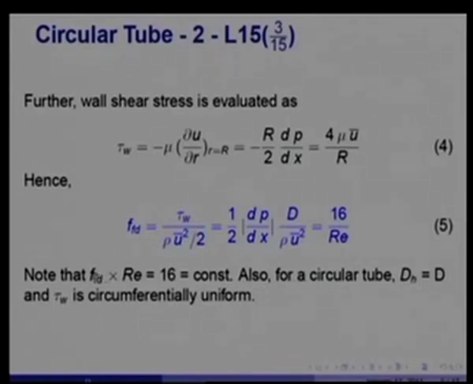Often you may have encountered the fact that f_fd into Re is taken as 64 rather than 16. That simply follows from the definition that f_fd is 2 times dp/dx D by rho u bar squared.